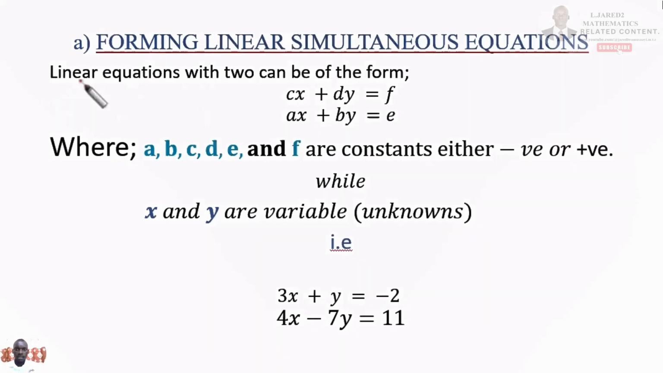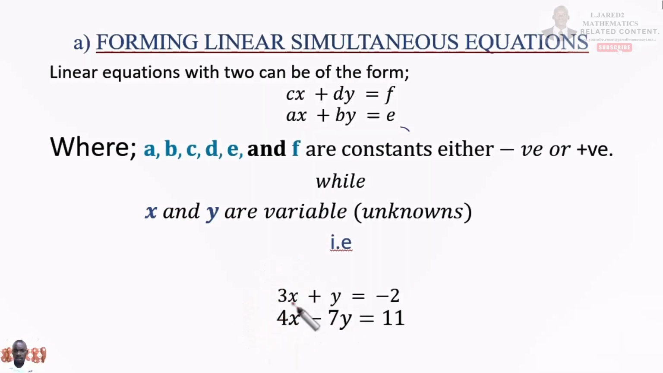As you can see here, linear equations with two unknowns can be of the form cx plus dy equals f, then ax plus by equals e. We are saying that a, b, c, d, e, and f are constants, and these constants can either be negative or positive, as we shall see, while the x and y are variables or unknowns.